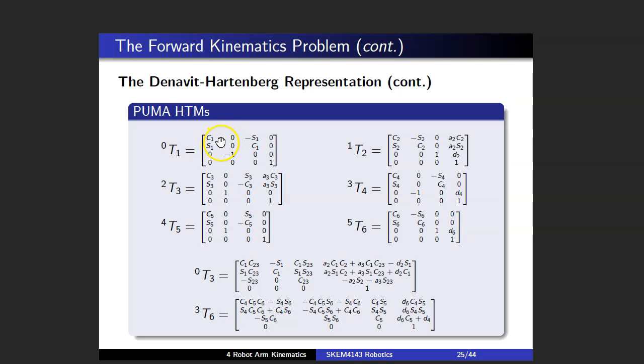So here C1 is an abbreviation for cos of theta 1, and S1 stands for sine of theta 1. So this is T_1^0 up to T_6^5. In order to obtain T_3^0, we just multiply 1, 2, 3 matrices, and for T_6^3 we multiply 1, 2, 3 matrices, and in order to find T_6^0 we just multiply this matrix with this matrix.